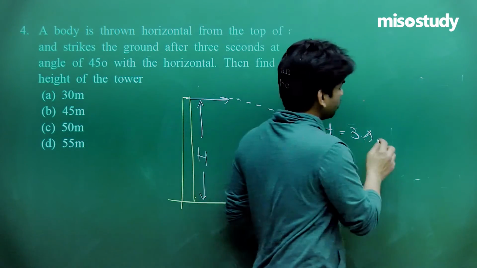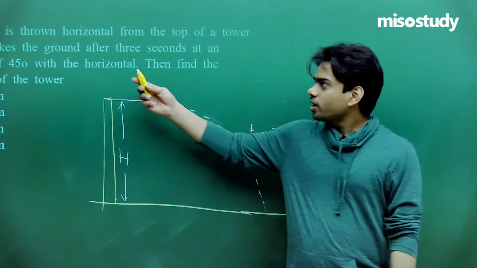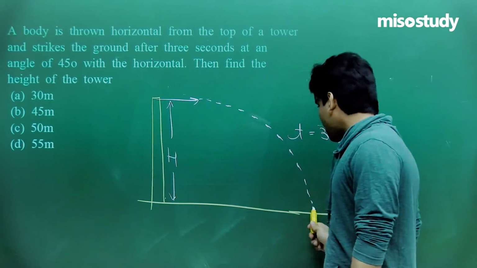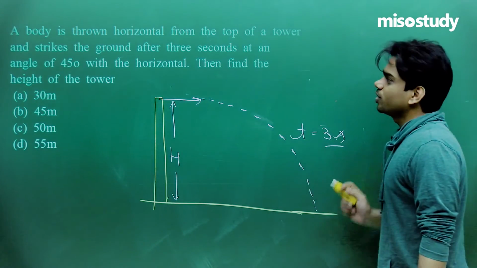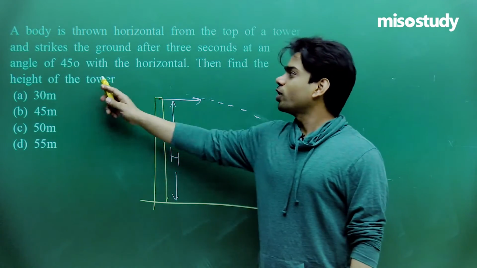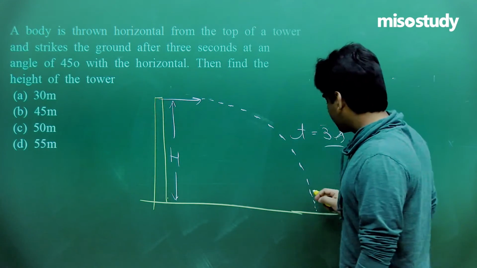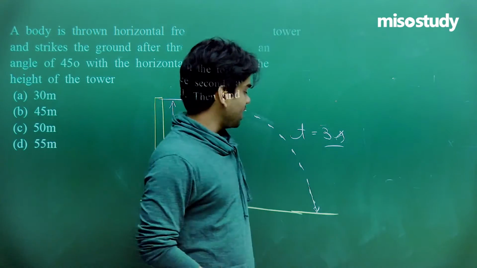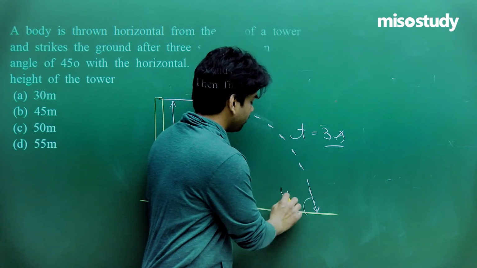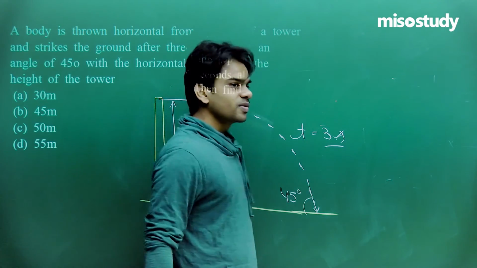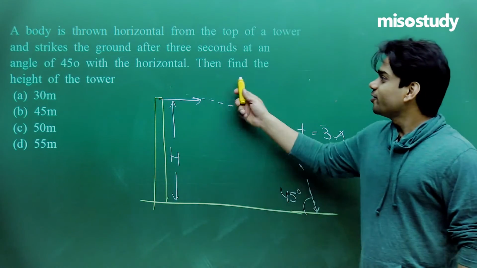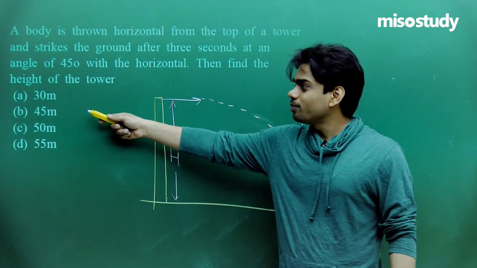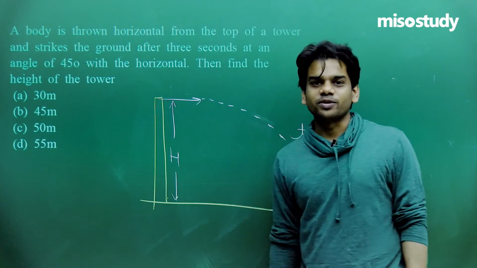Let's read the statement of the question. Body is thrown horizontally from the top of the tower and strikes the ground after 3 seconds. So I have marked here time 3 seconds, at an angle of 45 degree with the horizontal. See here, it strikes this way, and this angle that it makes is given as 45 degree with the horizontal. Then find the height of the tower. What formula do we use? Options: A 30 meter, B 45 meter, C 50 meter, D 55 meter.